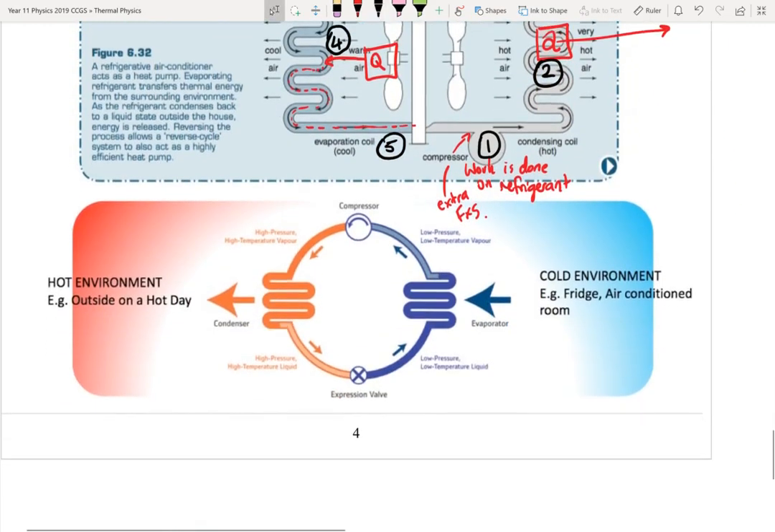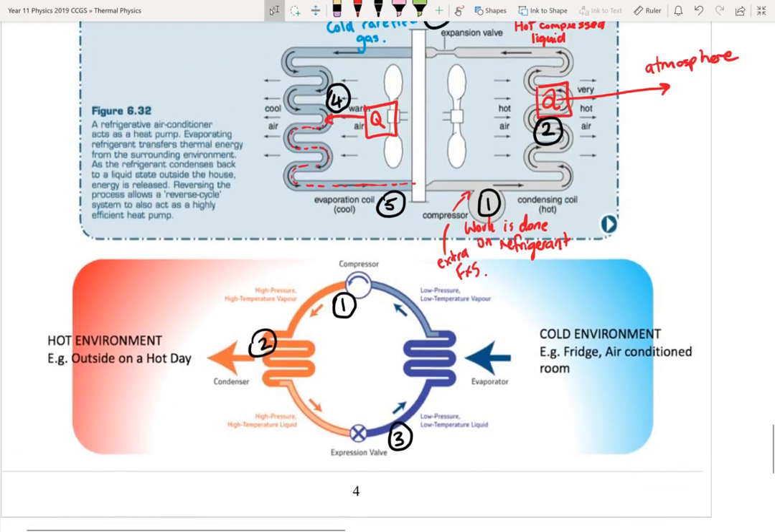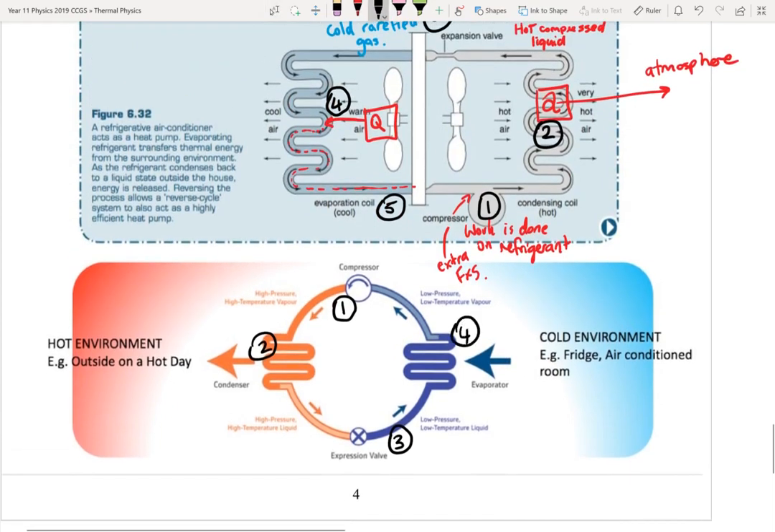What about this one? We've got the compressor here. Step 2, we're going to remove the heat. Step 3, we allow it to expand. Step 4 is happening here. And then step 5, it's brought back and the cycle continues. Okay? Cool beans.